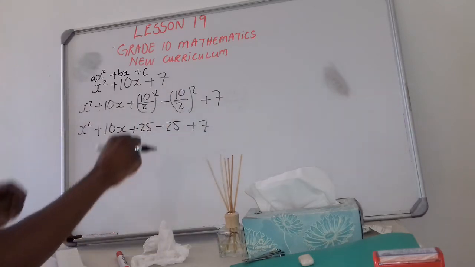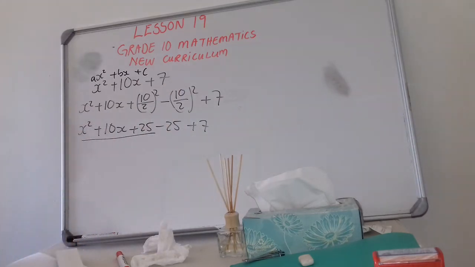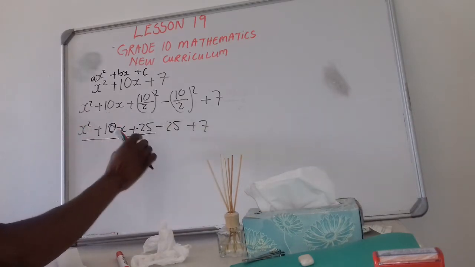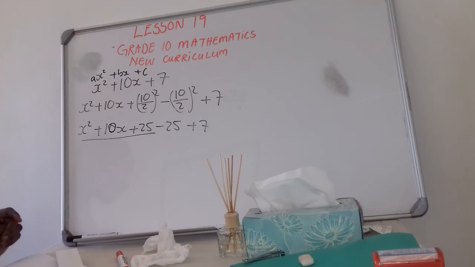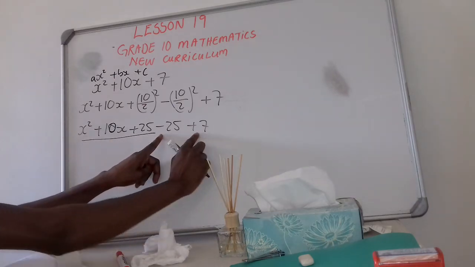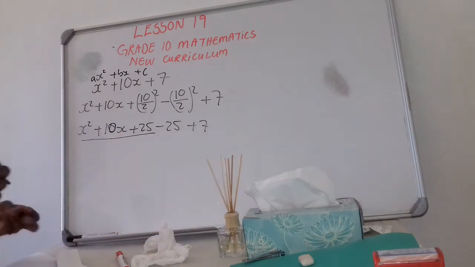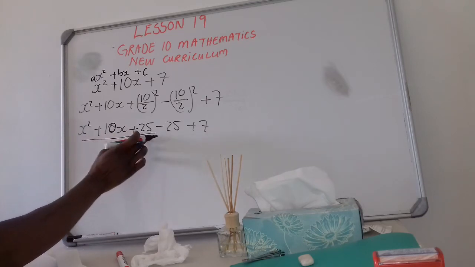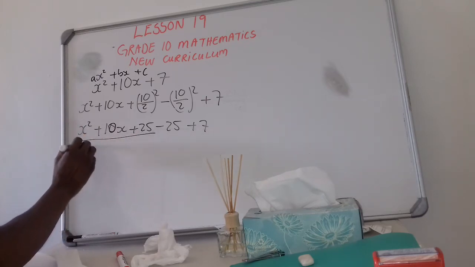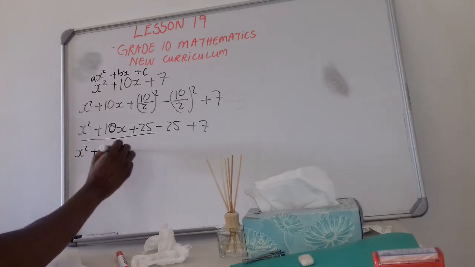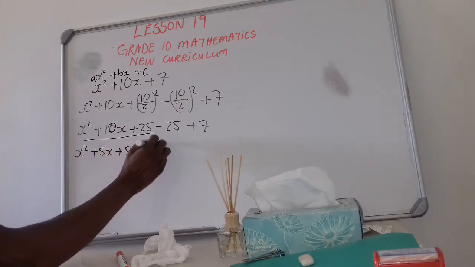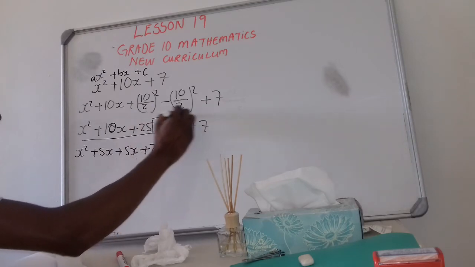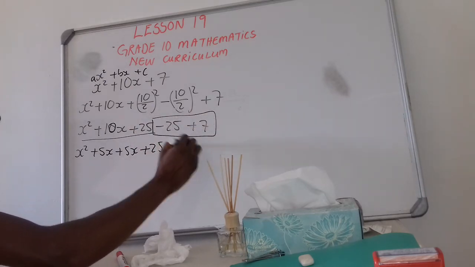Now, if you look at this, that can be factorized. Factors of 25 that add up to 10 and multiply to give 25 are 5 and 5. So this can be brought down and simplified. Okay, let's continue. So that's x squared plus 5x plus 5x plus 25 minus 25 plus 7, and remember this should be simplified to plus... minus 18.